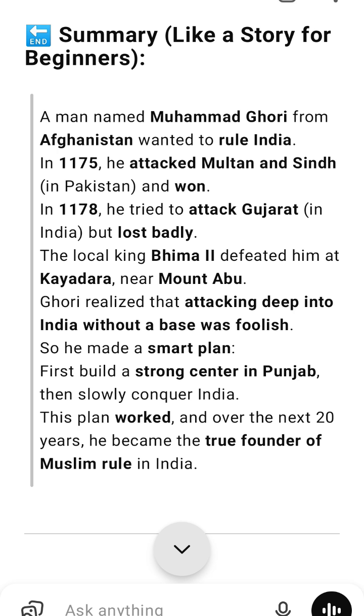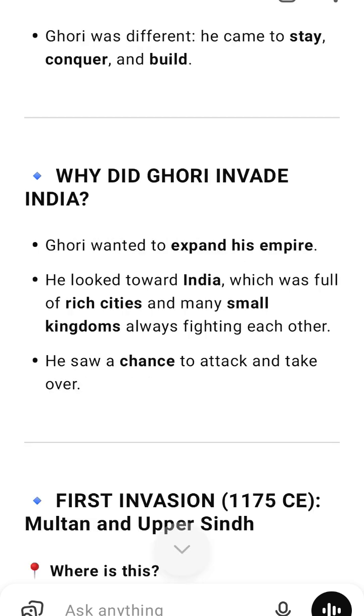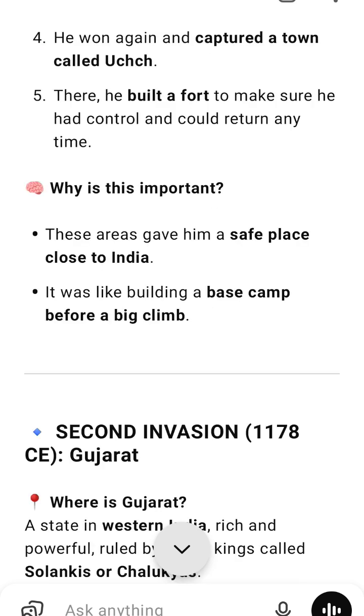The big picture. Muhammad Ghori's early invasions, 1175 to 1178 CE, were his first steps into India. Year, place attacked, result, importance. 1175, Multan and Sindh. Ghori won, gave him a base near India. 1178, Gujarat. Ghori lost, taught him to build a base first.